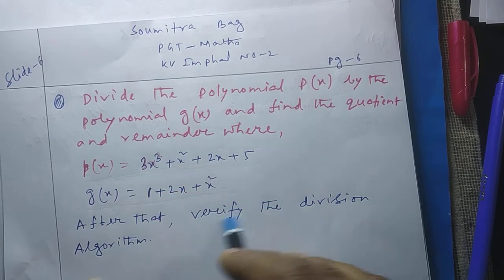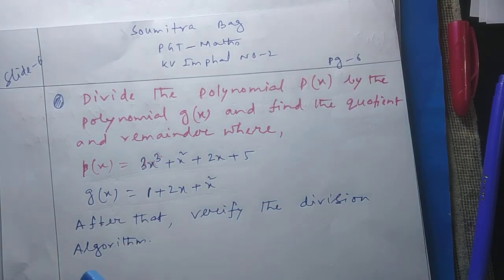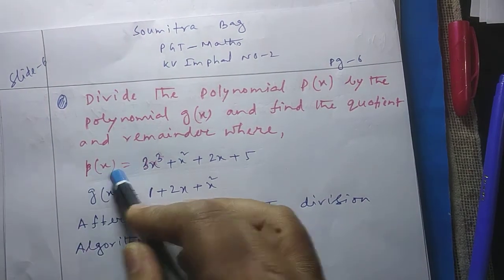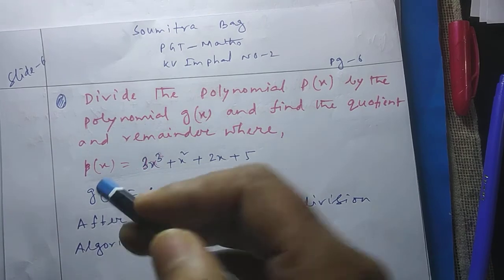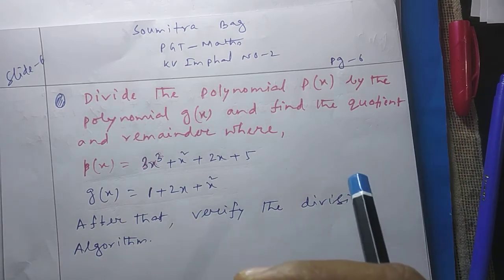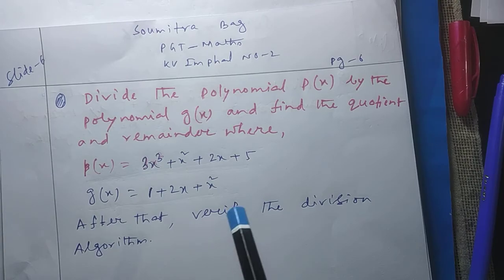After that, verify the division algorithm. That means here first you have to divide this p(x) by g(x) to find out the quotient and remainder. After that, we shall be verifying the division algorithm. Understood? Now let us do it. Now let us solve it entirely.